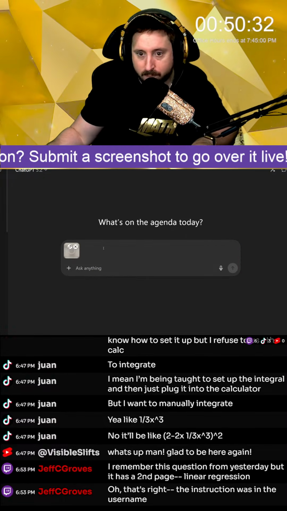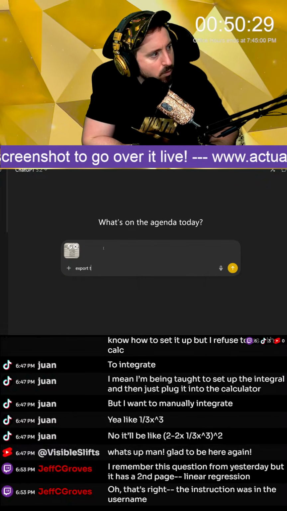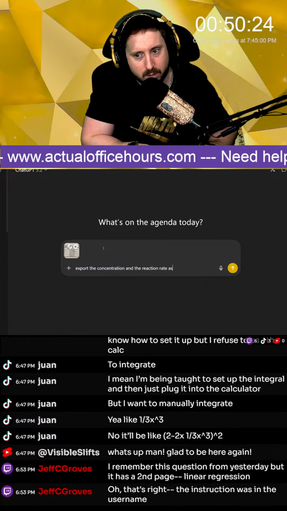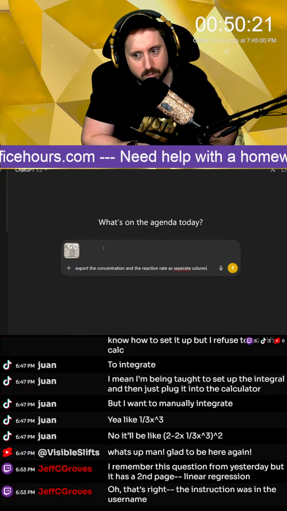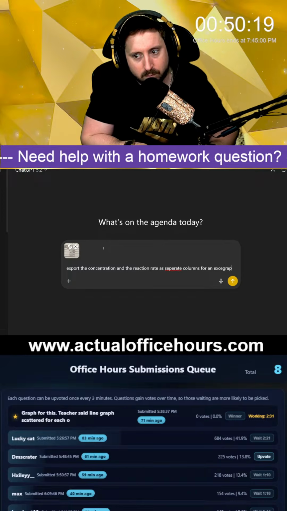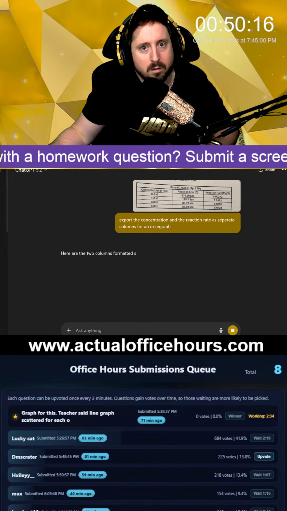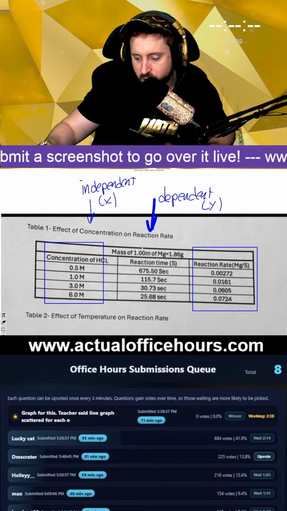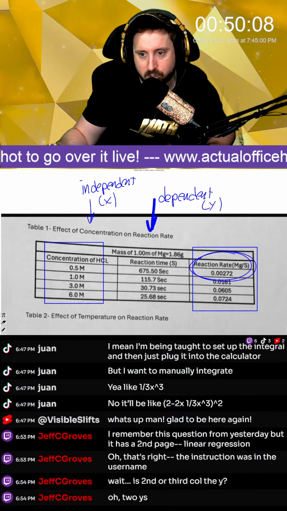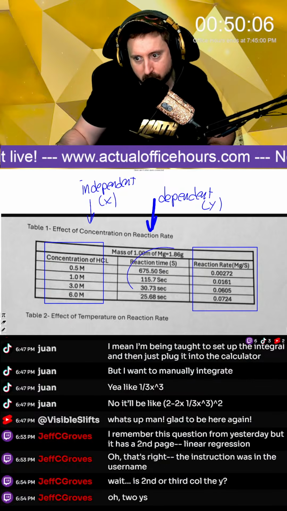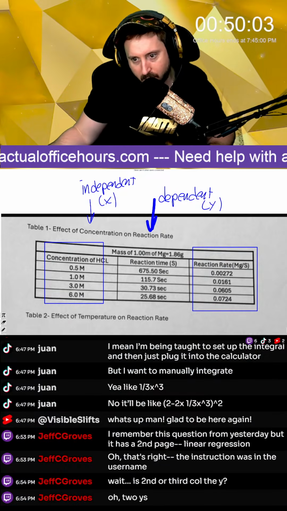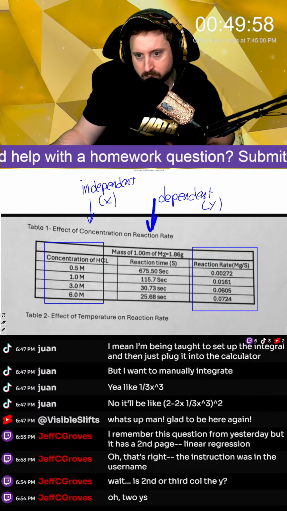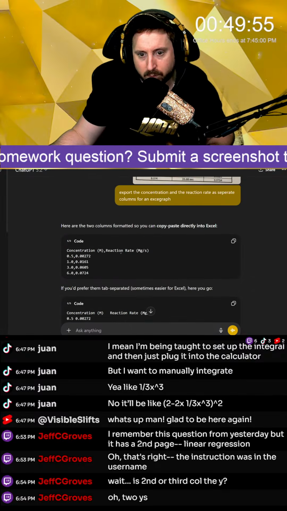Let's grab it. Say, export the concentration and the reaction rate as separate columns for an Excel graph. Okay, so wait. There are two Y's. Well, I mean, reaction rate is just 1 over reaction time, right? This is like period versus frequency, I think. Yeah. There we go.